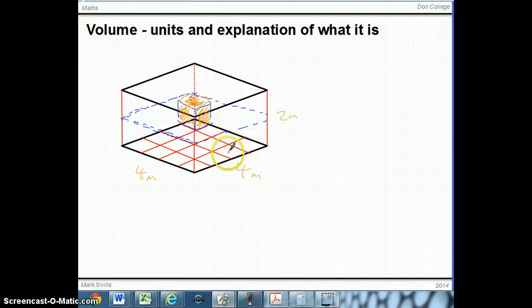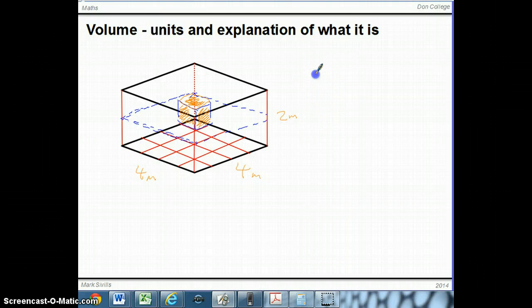So we've got 1, 2, 3, 4, 5, 6, 7, 8, 9, 10, 11, 12, 13, 14, 15, 16 of those cubes, and they would fill up that bottom layer. So we'd have 16 there. And then there'd be room for another 16 in this top layer here. So it's 16, which we get from the area, times 2. So 2 lots of 16 would give us the number of cubes we could fit in.